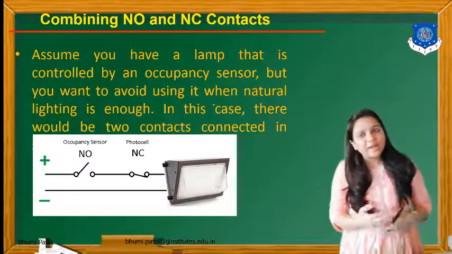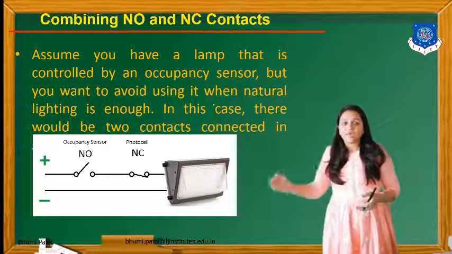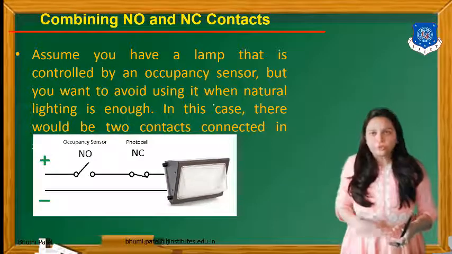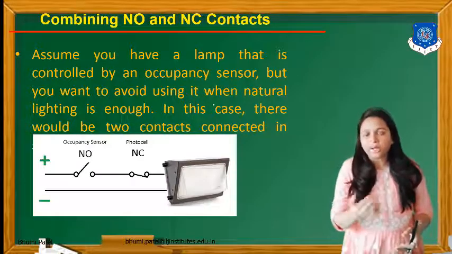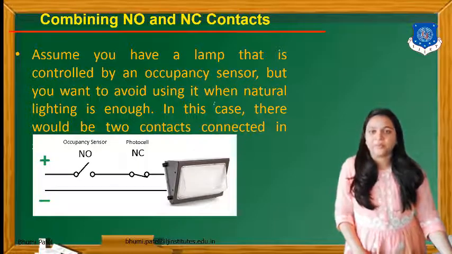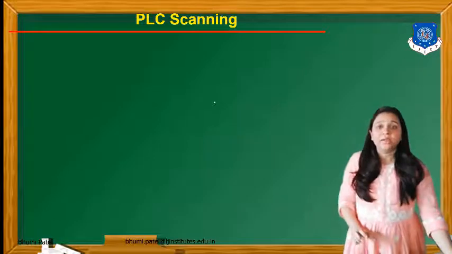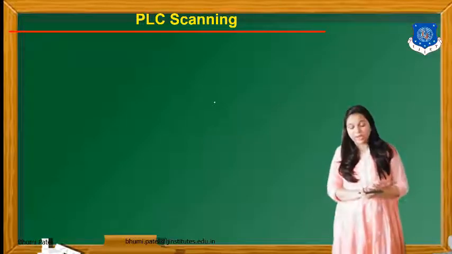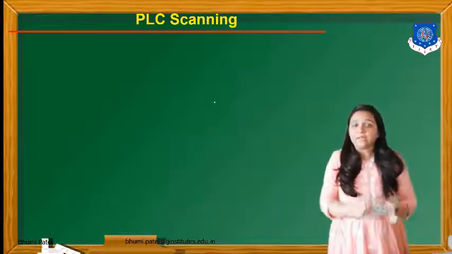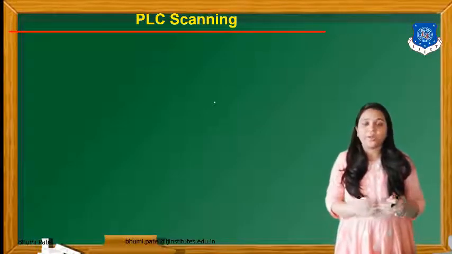But if the natural light is not enough, at that time the sensor will be on. So this is the actual example of using normally open and normally closed contacts in series connection. Clear? Now the next important thing is PLC scanning. Whenever we deal with a ladder logic diagram, PLC scanning is the most important part.